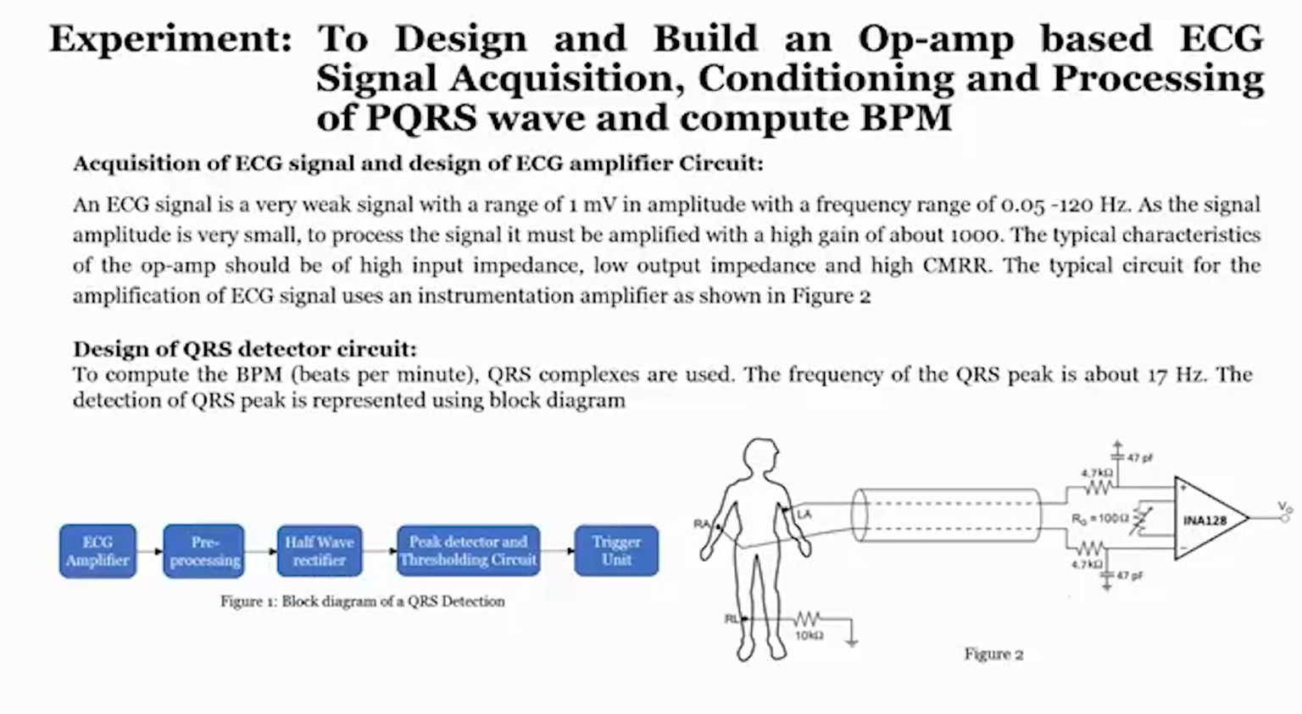Okay. So, an ECG signal is a very weak signal with a range of 1 millivolt in amplitude and with a frequency range of 0.05 to 120 hertz. As the signal amplitude is very small, to process the signal it must be amplified with a gain of about 1000. Now, what we understand is that the ECG signals are very weak and they range from about 1 millivolt in amplitude, and the frequency range is 0.05 to 120 hertz.